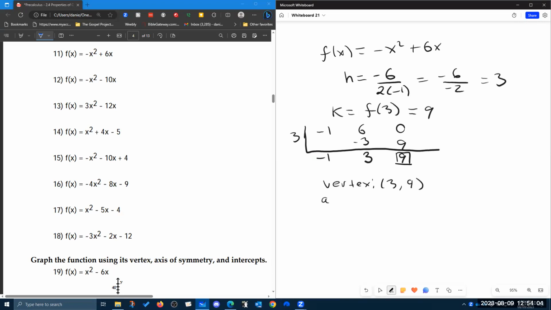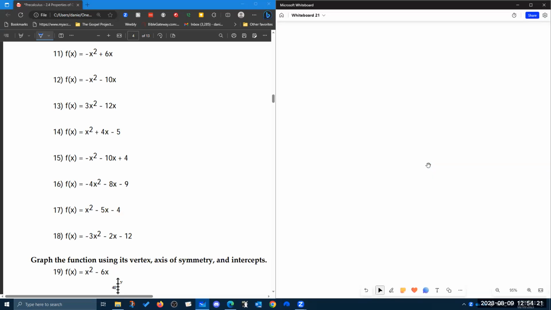It gives me an axis of symmetry at x equals 3. That was number 11. Let's try number 12.